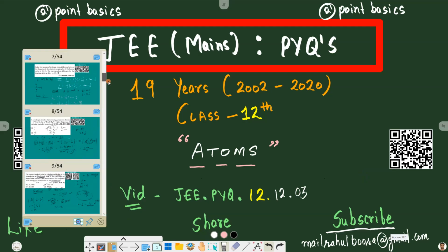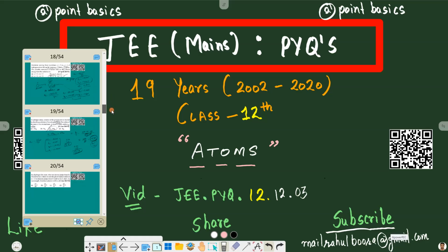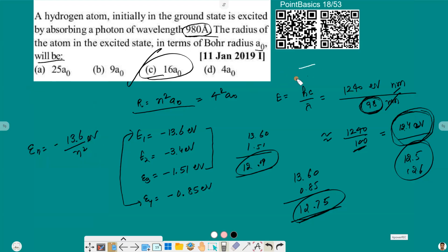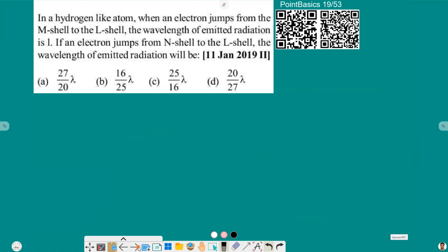Now, in the previous one, I think we got to around question 17 or 18. Yes, this was the last question, question number 18. And today we will start with question number 19. In a hydrogen-like atom, when an electron jumps from the M to L shell, the wavelength of the emitted radiation is, I think it should be lambda. If the electron jumps from the N to L shell, the wavelength of the emitted radiation will be.